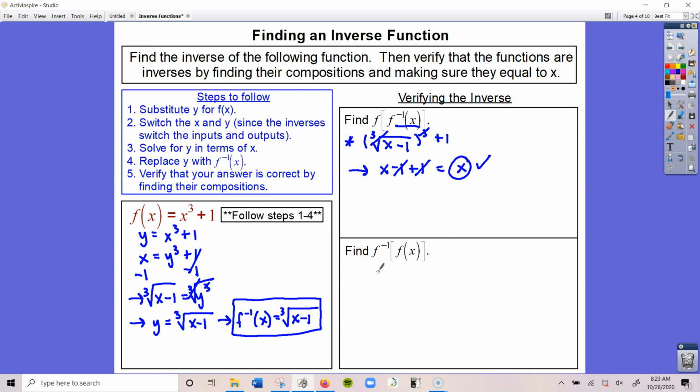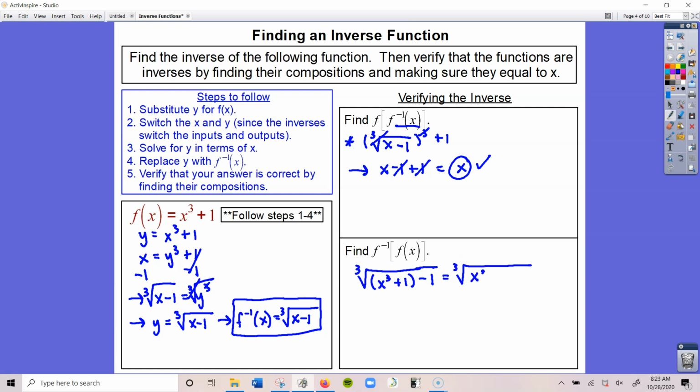So far, so good. Now I'm going to do this the other way around and have the inverse on the outside. So the cube root of x minus 1. And in here, I am going to copy down my function. So x cubed plus 1. Since everything is underneath the radical, I want to simplify whatever is inside first. Since I can't do anything with the parentheses, you can basically just remove it.